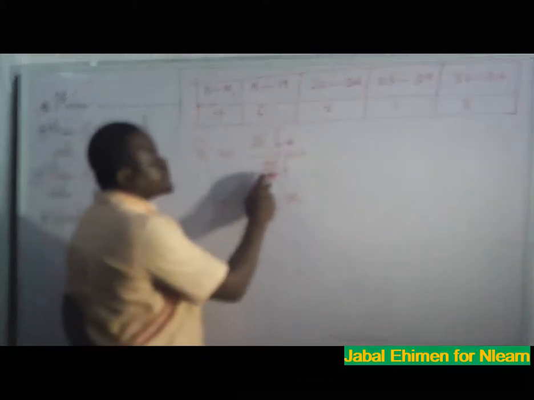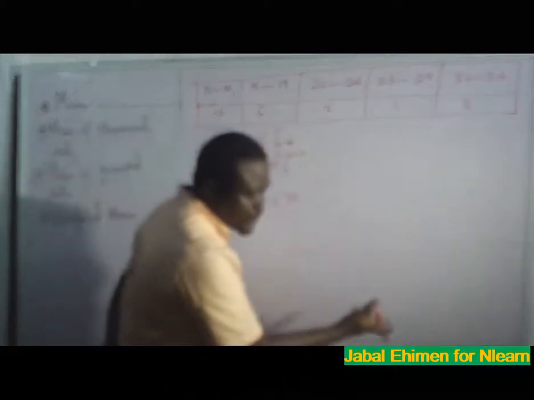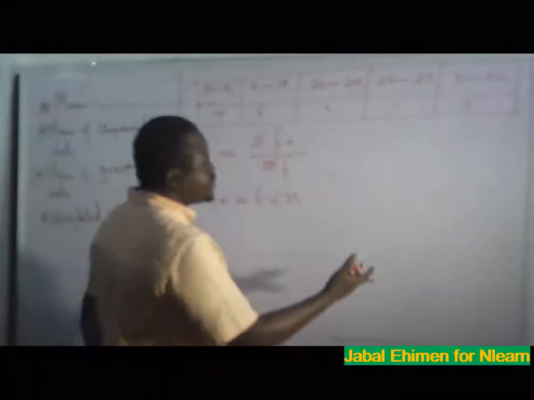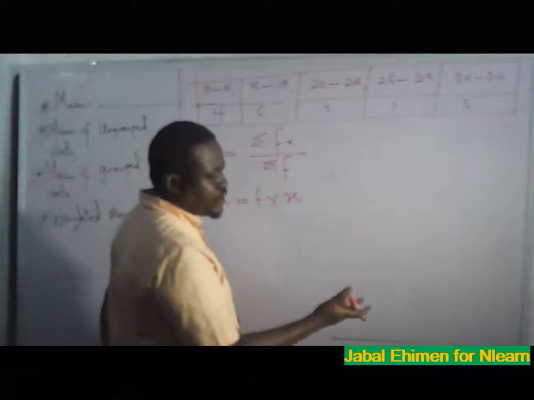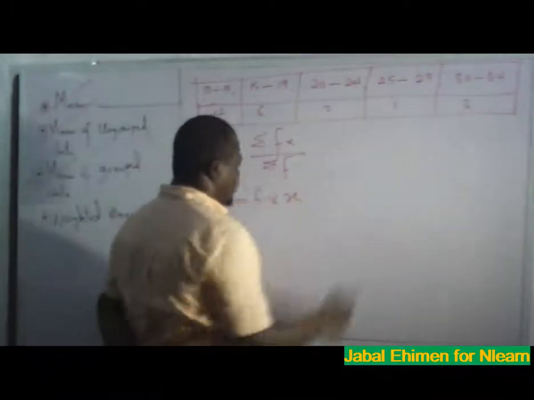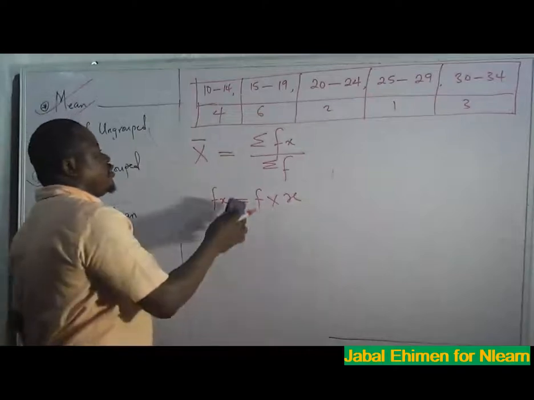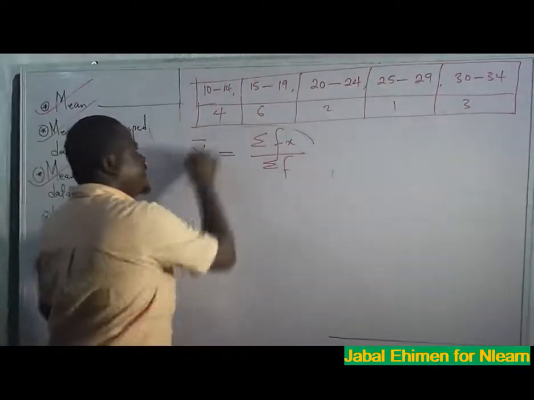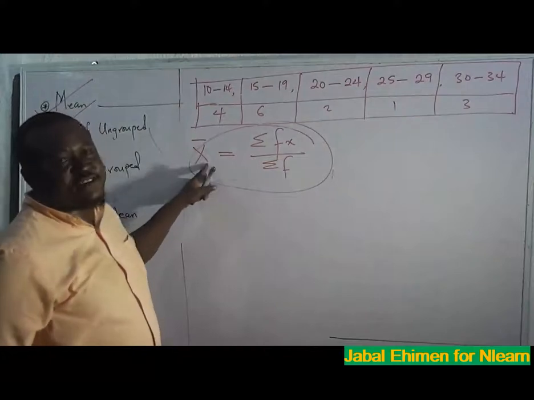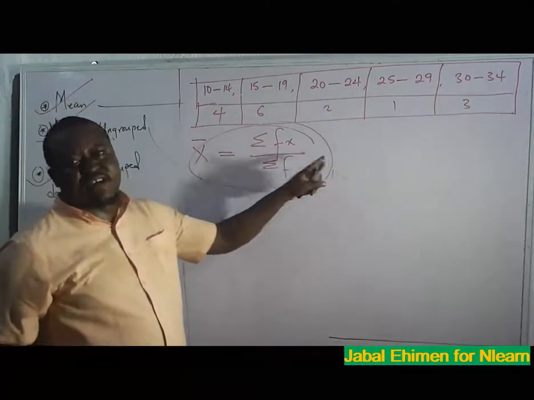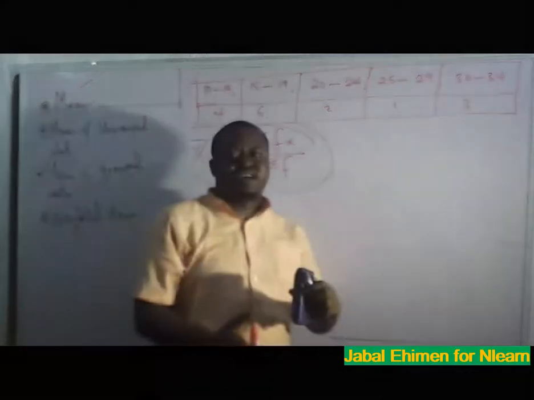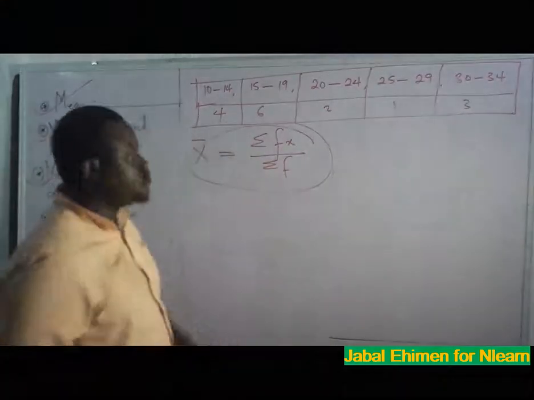And here, what it means is that you sum all the f together. So if you have to sum all the f times x together, you have to sum all the f together. From there, you will discover that these are what they call grouped data. Now take note of this formula for calculating the mean for data that are grouped. Now let's consider a question on data that are grouped.